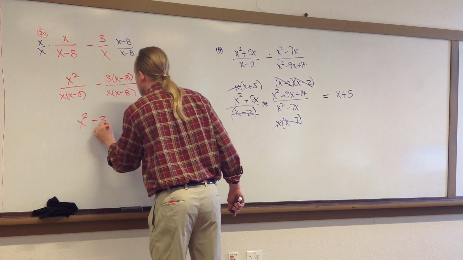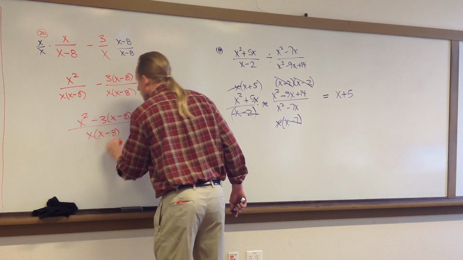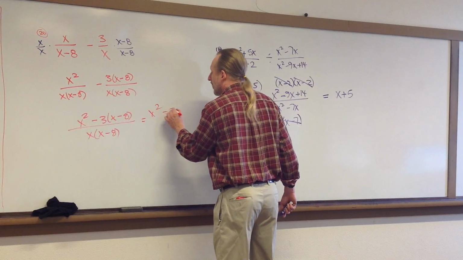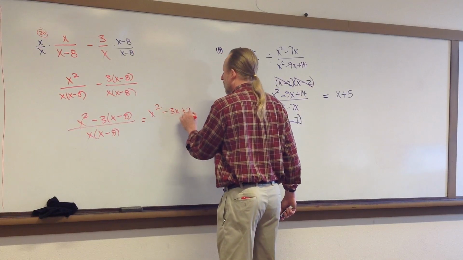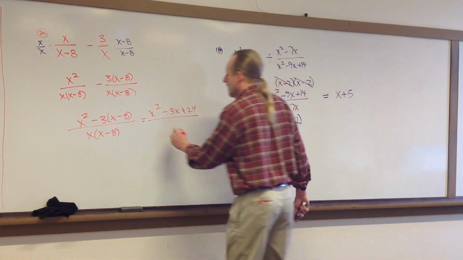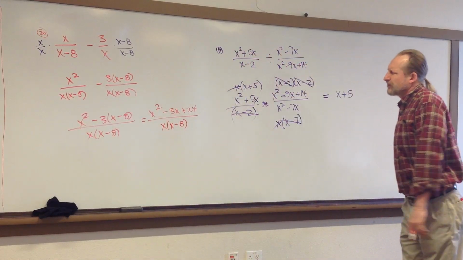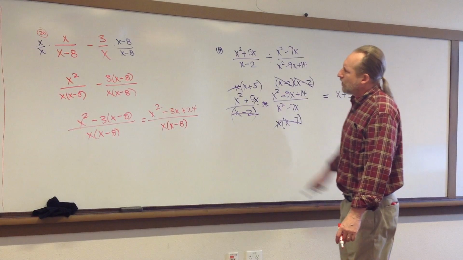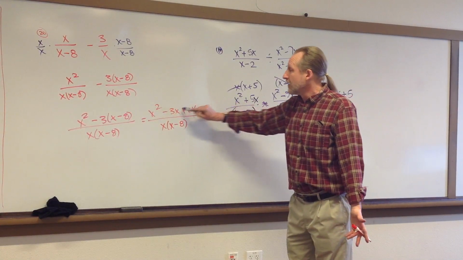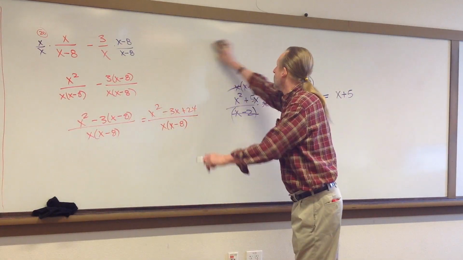And then if we subtract them, they'll just have one denominator there. And then we want to simplify the top. So this will be x squared minus 3x plus 24 on top. Yep. And then x times x minus 8 on the bottom. I don't think the top is factorable. You've got 1 times 24, 2 times 12, 3 times 8, and 6 times 4. None of those add up to give you 3. Okay. So we just leave that the way that it is.